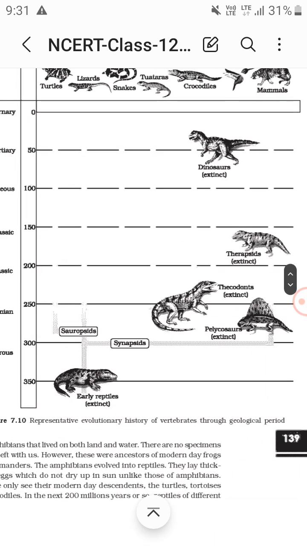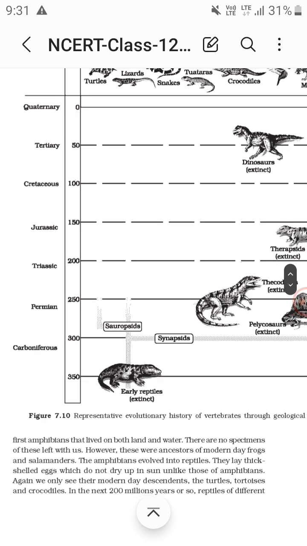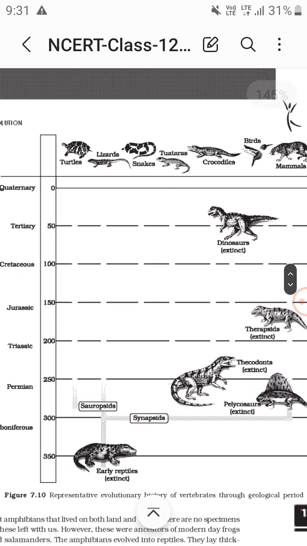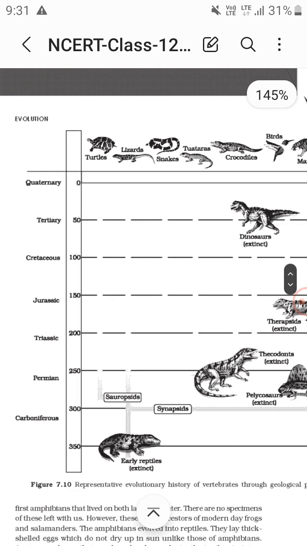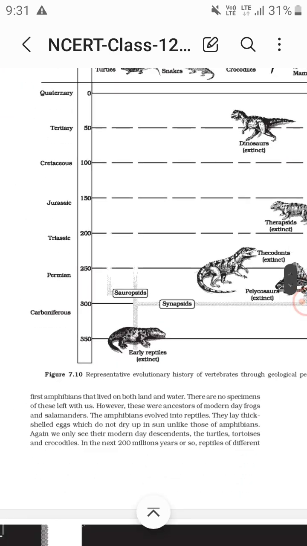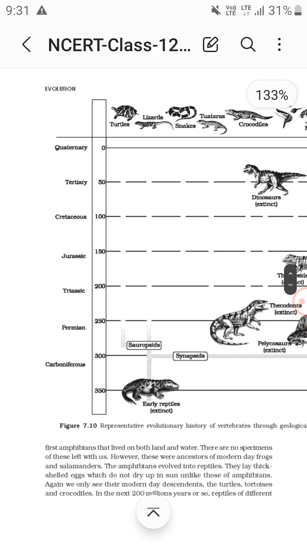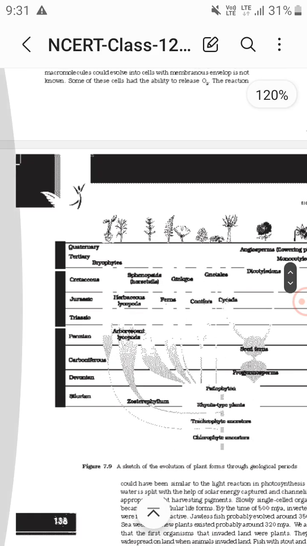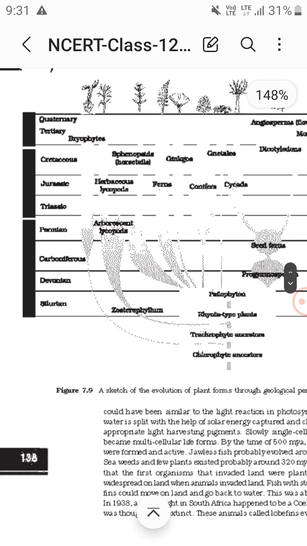Now from sauropsids in the Permian period, this leads to Thecodonts that went extinct, and then to the dinosaurs in the Tertiary period, which also went extinct. On the top, the geological periods we study are Carboniferous, Permian, Triassic, Jurassic, Cretaceous, Tertiary, and Quaternary. So it is concluded that from Carboniferous.